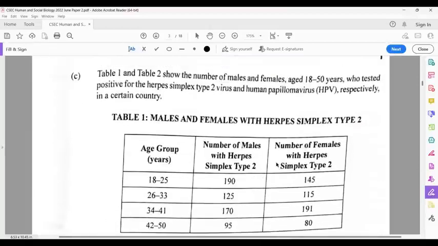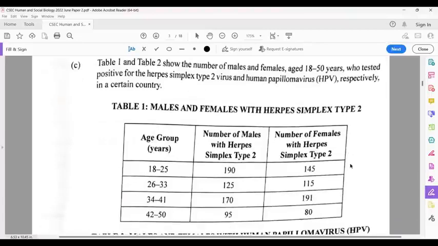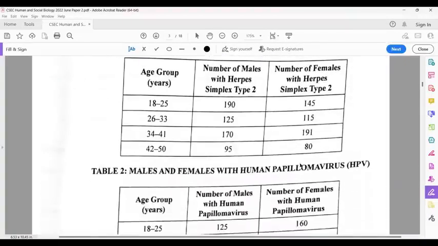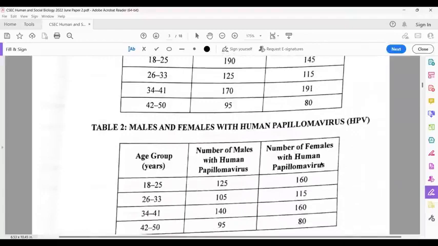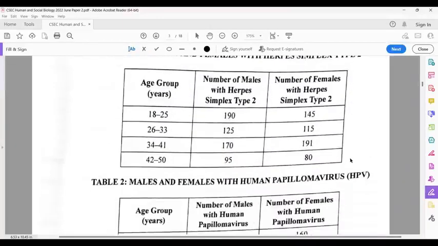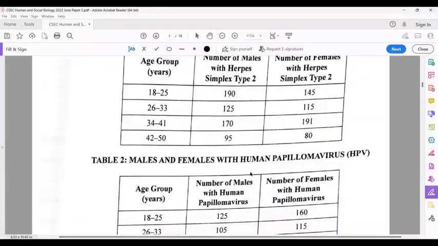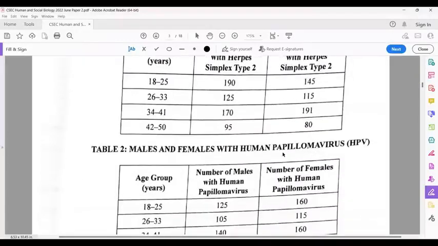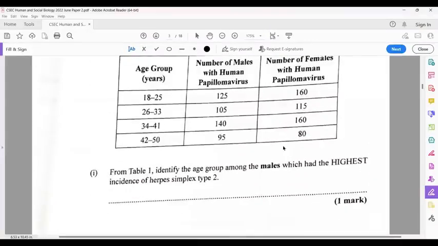Table 1 and Table 2 show the number of males and females aged 18 to 50 who tested positive for the herpes simplex virus type 2 and the human papilloma virus, HPV, respectively, in a certain country. We have Table 1 here, and we have Table 2. All right, so Table 1 is herpes simplex type 2 virus, and Table 2 is the human papilloma virus. So let's go to the question.